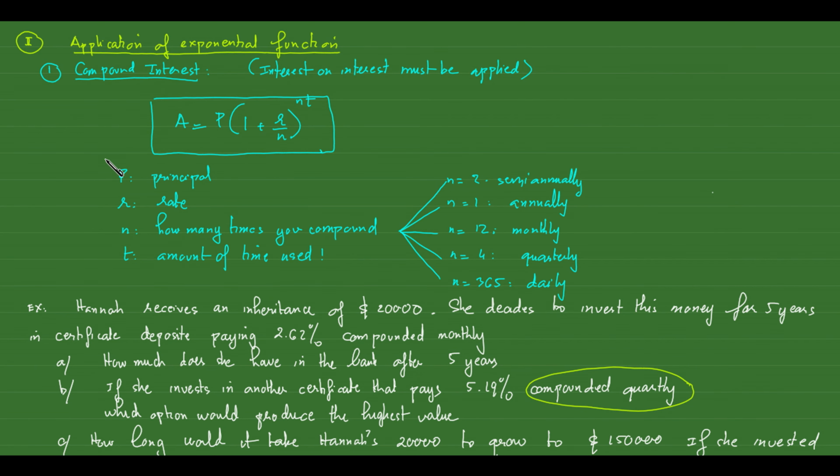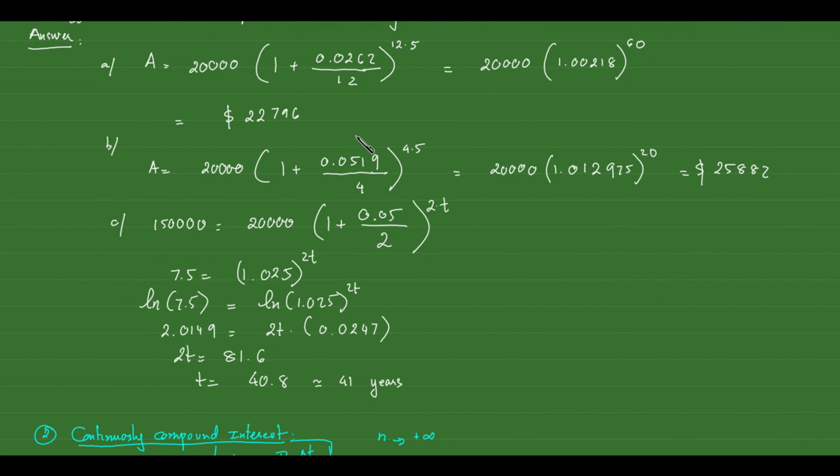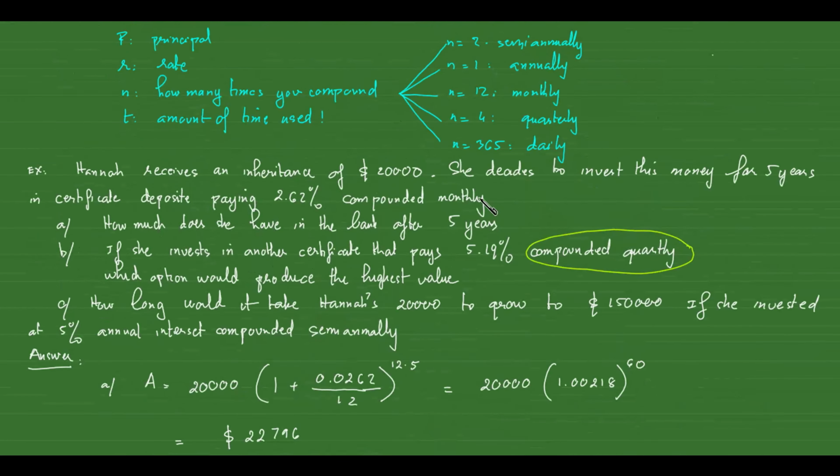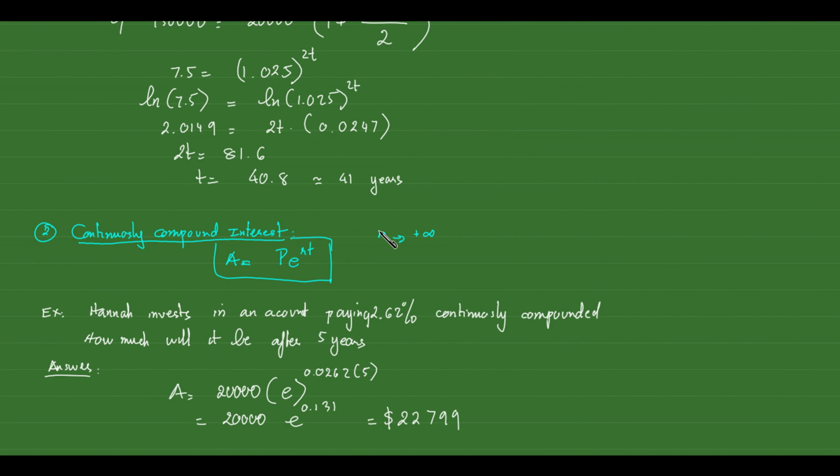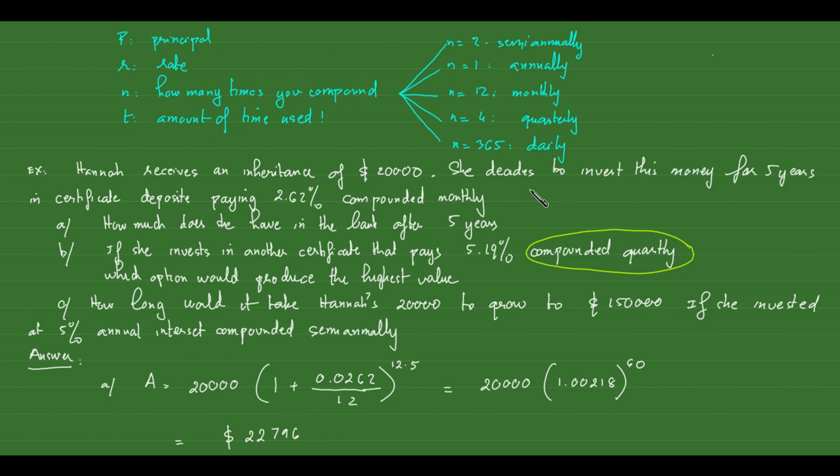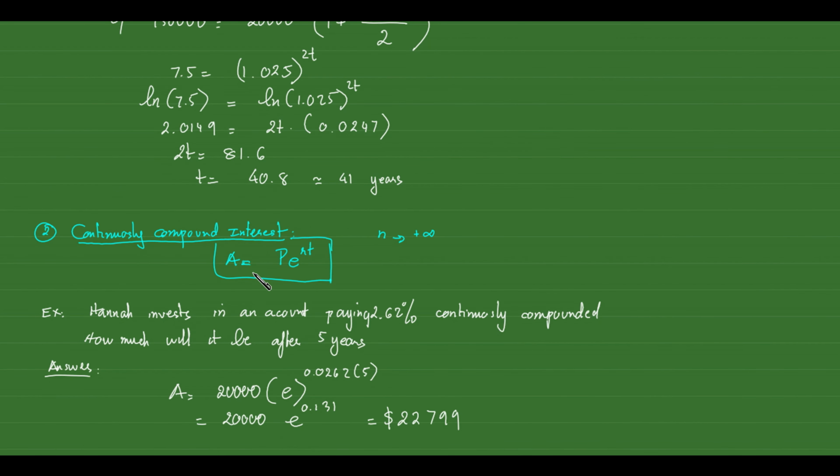There's another type of compound interest. We call it continuously compounded interest, which is when n approaches infinity. When n approaches infinity, you compound infinitely many times, and then the formula is this. Now I'm going to use the same numbers so that you see that continuously compounded interest is the best case. It's a very ideal case.